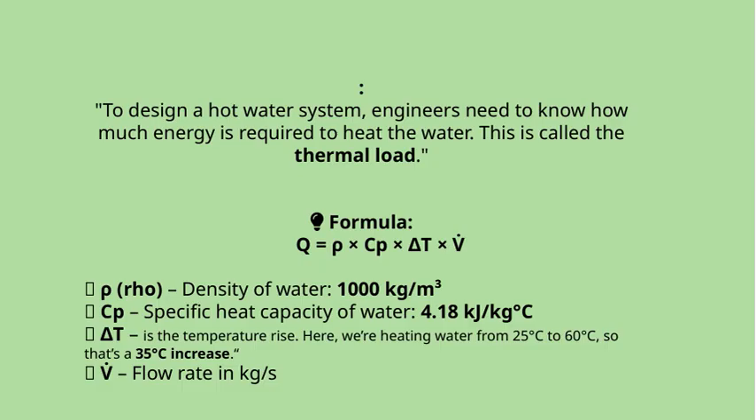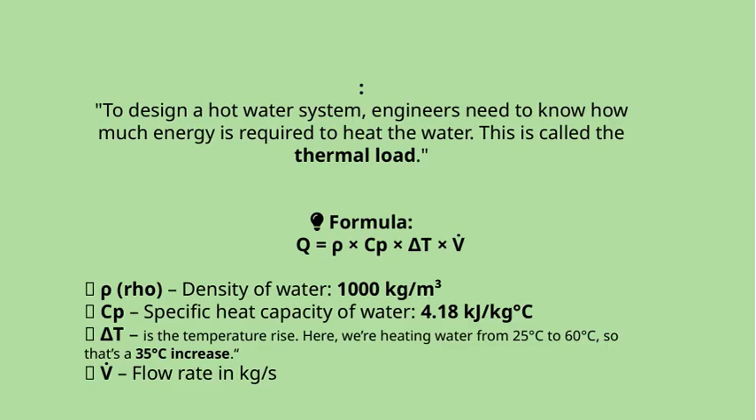Let's break that down. Q represents the thermal energy or heat in kilojoules. Rho is the density of water, which is about 1,000 kilograms per cubic meter. That's a key value because it tells us how much mass of water we have per unit volume. Next, Cp is the specific heat capacity of water, which is 4.18 kilojoules per kilogram per degree Celsius. This value indicates how much energy is needed to raise the temperature of 1 kilogram of water by 1 degree Celsius. Then delta T is the temperature rise.